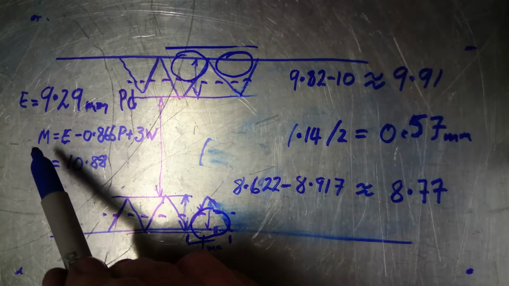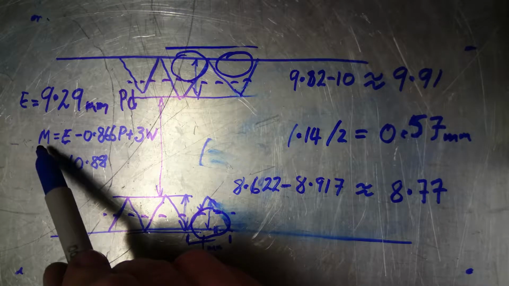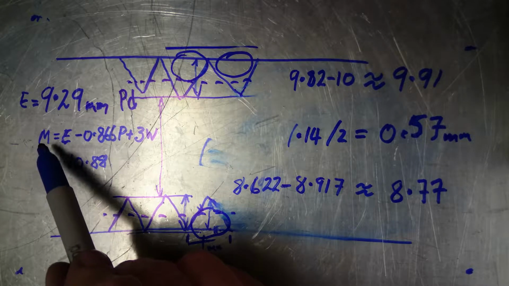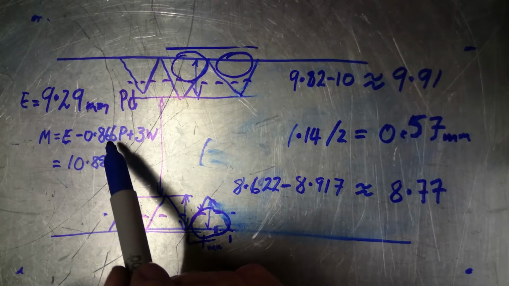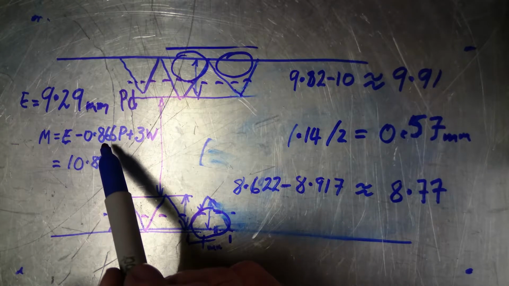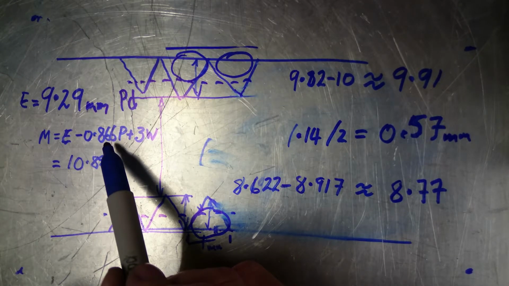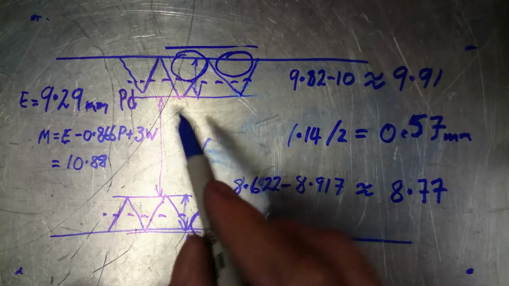So again, Machinery's Handbook gives the formula for V-sharp threads as that measurement over the wires is equal to E, which is the pitch diameter, minus 0.866P, which is the pitch. So in this case it's just minus 0.866 because the pitch is 1, plus 3 times the wire diameter.